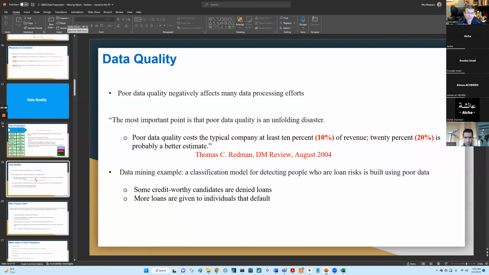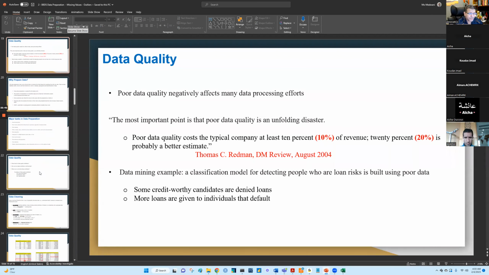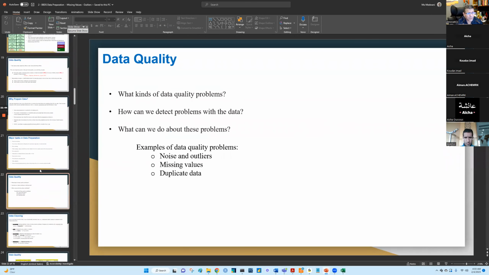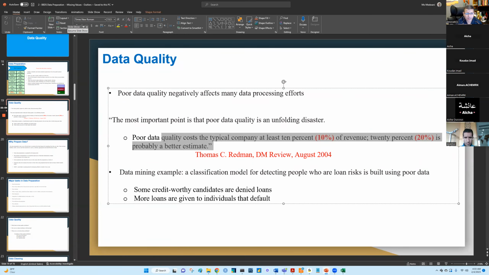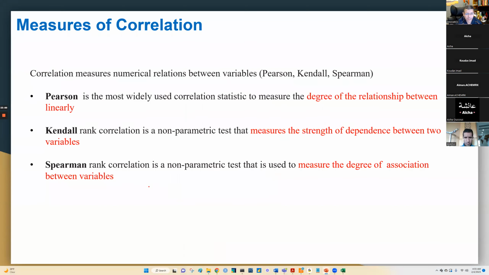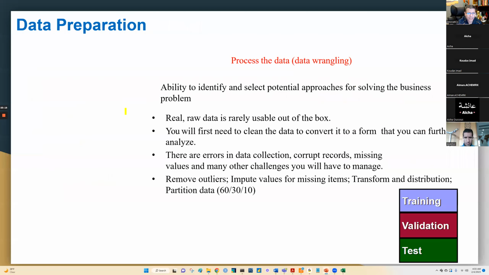Okay, then we are going to move into data quality. Now this is very important. Poor data quality costs the typical company at least 10% of revenue. This is a very, very great quote that is going to help you understand how important it is to simply fix any data quality issues.